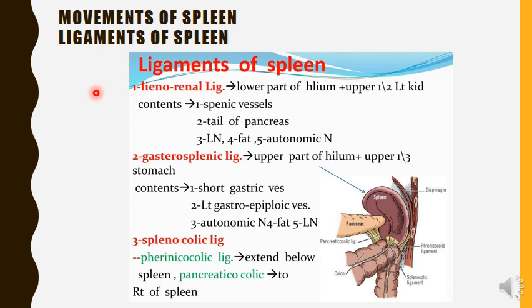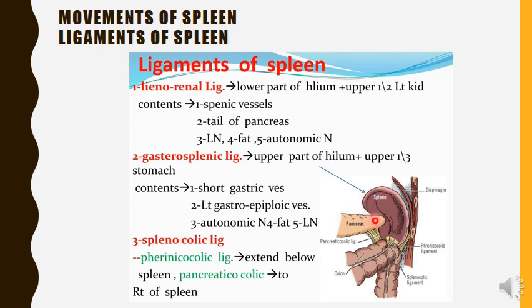Then there are ligaments in relation to the spleen. Four ligaments which are present are the lieno-renal ligament. Lieno represents the spleen, renal represents the kidney. So between the spleen and here there is a renal impression, right? So between these two, kidney and the spleen, there will be the lieno-renal ligament present here. And there will be one more ligament called the gastrosplenic ligament, which will be present between the stomach and the spleen.